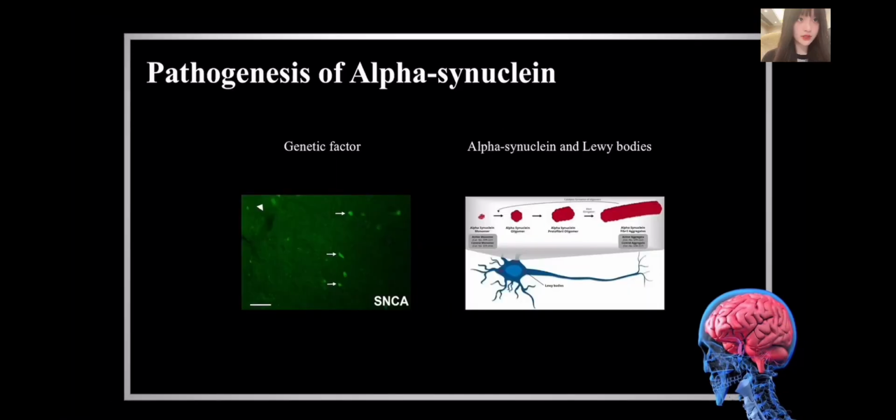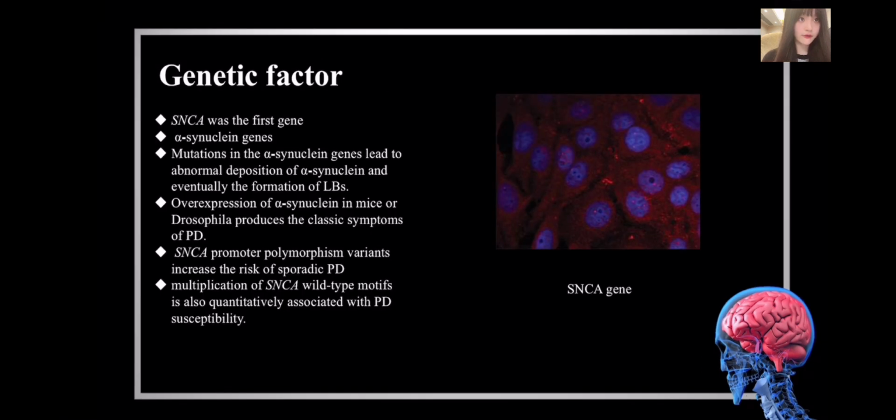Let's now begin with the section on pathogenesis of alpha-synuclein, which is divided into two sections: genetic factor, and alpha-synuclein and Lewy bodies. In genetic factor, SNCA was the first gene found to be a Parkinson's disease causative gene. Some people also name it the alpha-synuclein gene, since it leads to the abnormal deposition of alpha-synuclein and eventually the formation of Lewy bodies. Overexpression of alpha-synuclein in mice produced the classic symptoms of Parkinson's disease.